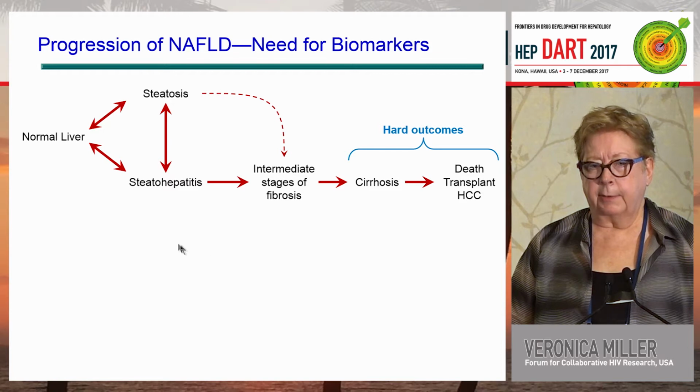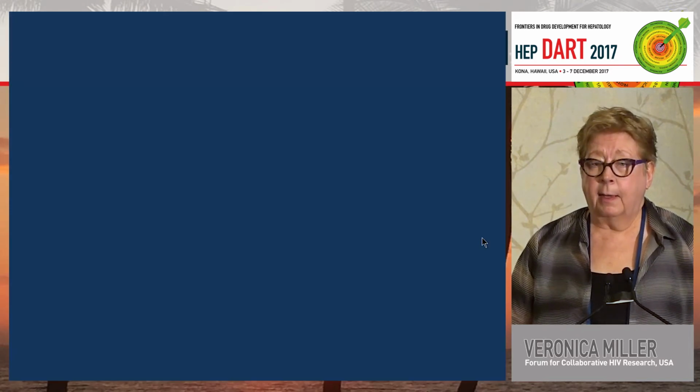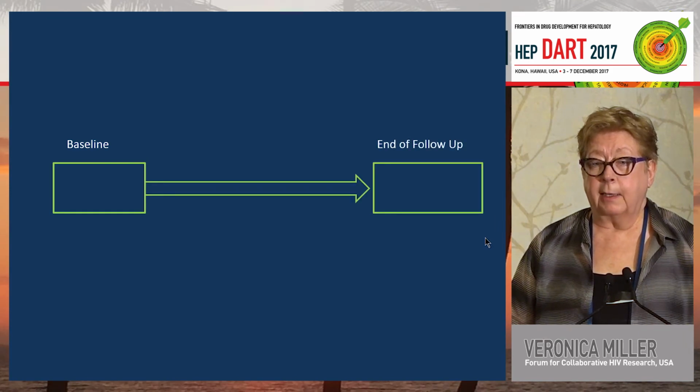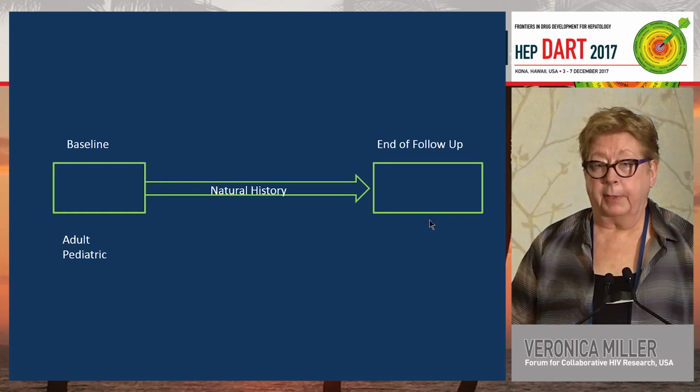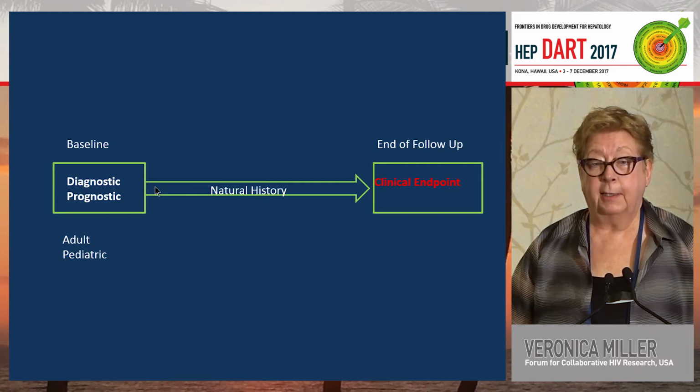So we've heard a lot about the process of disease and the slow nature of getting from the normal liver all the way to the hard outcomes like death, transplant, and HCC. So how do you develop a drug in this context if you can't really predict what's going to happen? We have baseline, then a natural history that happens a little differently for each patient, and then a clinical endpoint. Here we need to find diagnostic and prognostic biomarkers that will allow us to include those patients that are likely to proceed to here. But this, of course, can be many, many years.